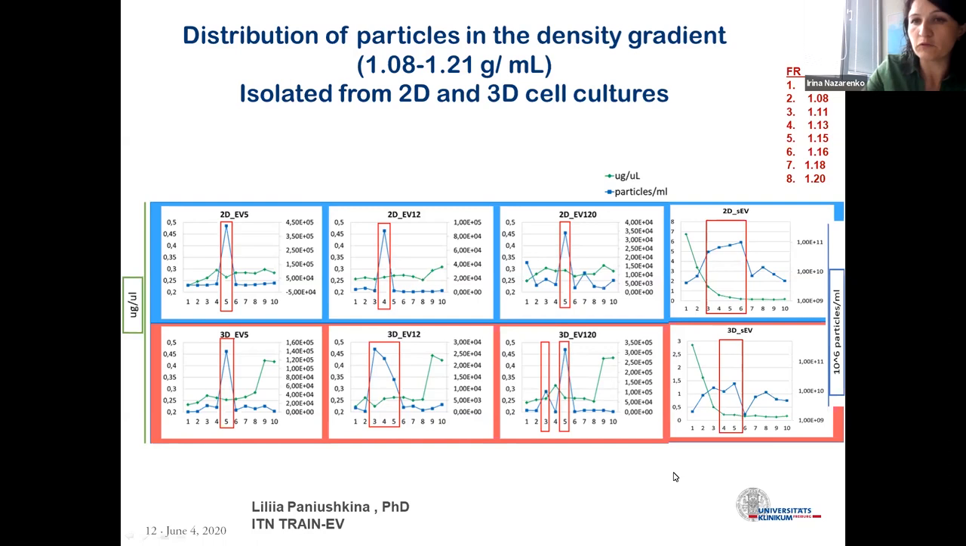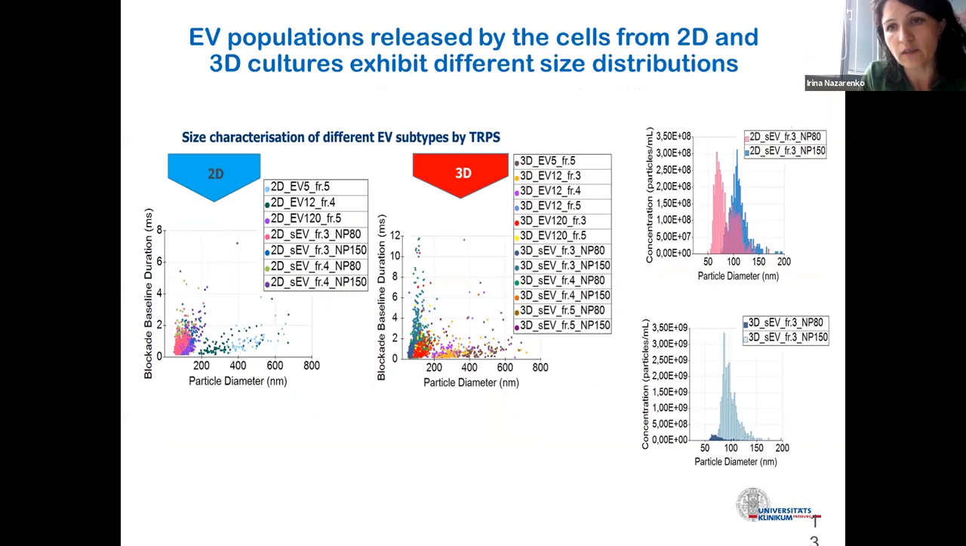What Lilia has done afterwards was to use TRPS technology to characterize the size in more detail. And here you see the size distribution of the fraction containing the majority of the particles. Here you see the distribution by size from 2D and the distribution by size from 3D. And even by eye, you see the differences in vesicle size and distribution between those vesicles which derive from 2D culture and 3D culture. It might also be mentioned that the cells had comparable viability; they were controlled for proliferation and for viability, and there were no apoptotic cells so far.